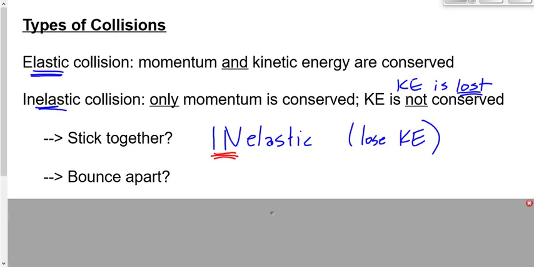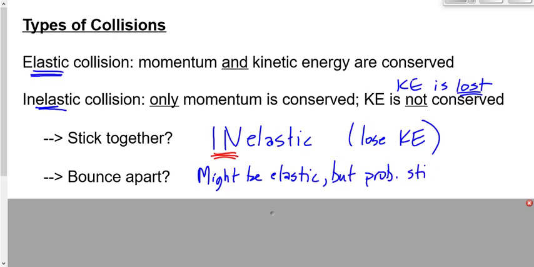If they bounce apart, it is likely still inelastic. In other words, most collisions that we see are inelastic. But if they bounce apart, it could be elastic. It might be elastic. Well, how do you know for sure? If they stick together, we don't have to do any check. We know for sure that it's inelastic.